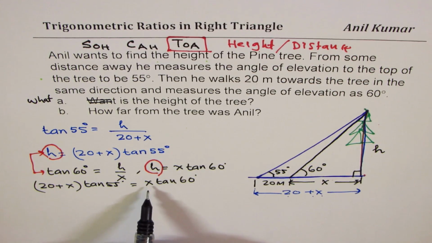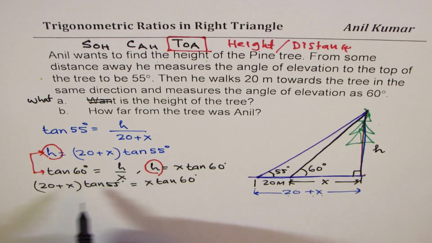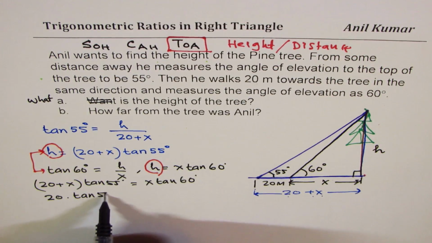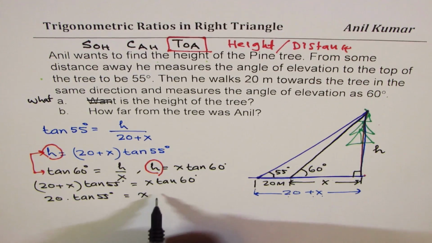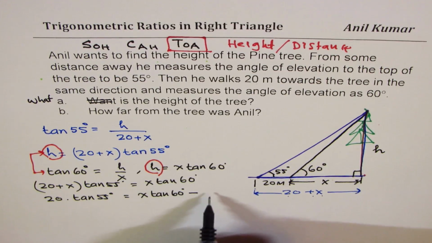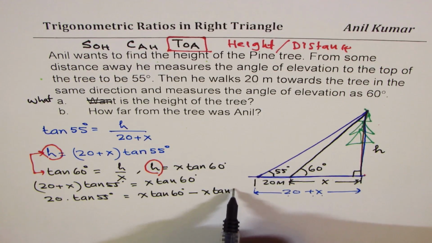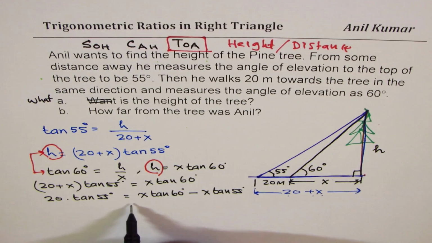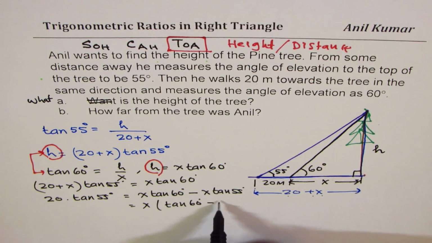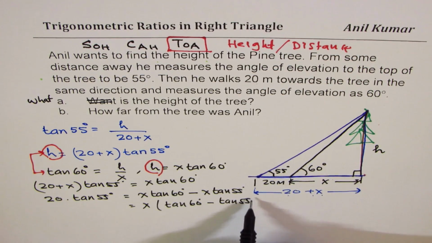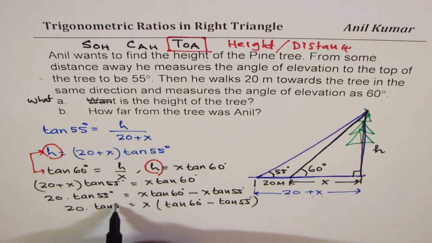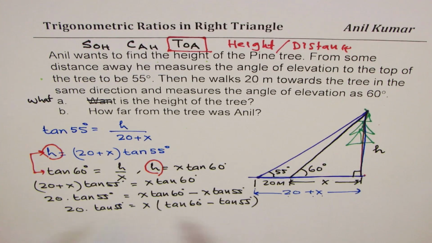we'll actually isolate x. So let's isolate x. So we can say 20 times tan of 55, when you open the bracket, is equal to x times tan of 60 degrees. And this number will bring on the right side, x tan 55 degrees. Is it okay? Now you can take x common and we have tan of 60 degrees minus tan of 55 degrees. And on this side we have 20 times tan of 55 degrees. Okay. So you can find what x is.